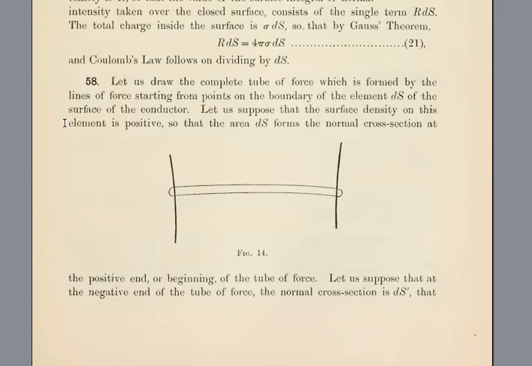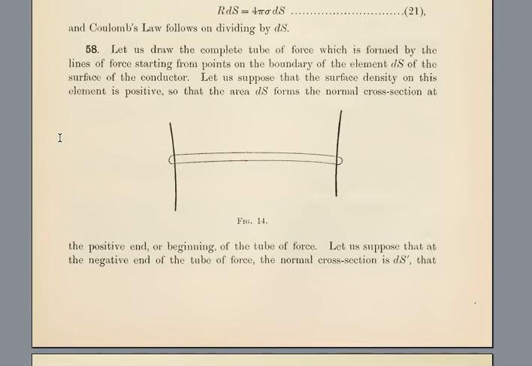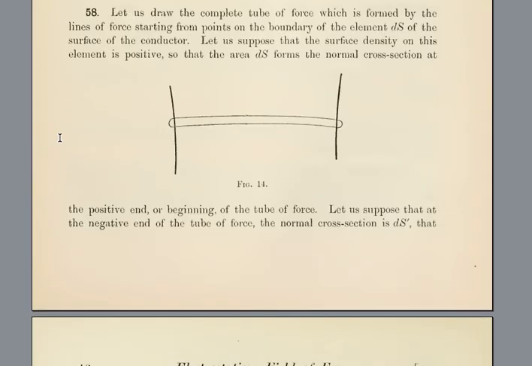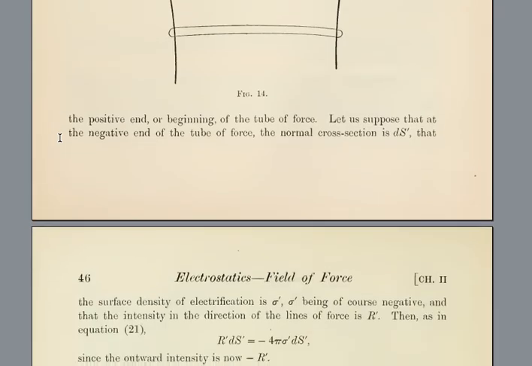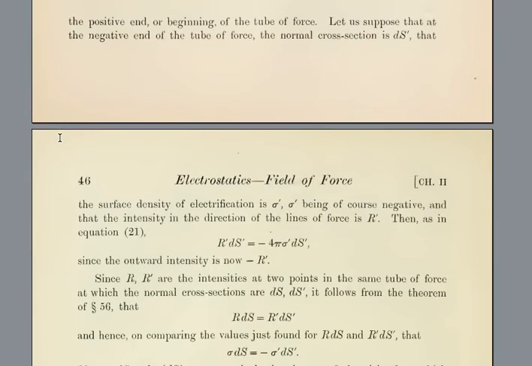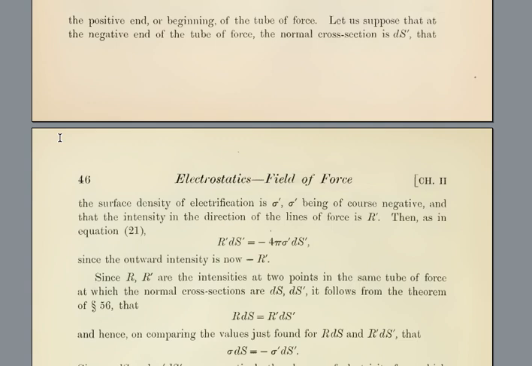Let us suppose that the surface density on this element is positive, so that the area ds forms the normal cross-section at the positive end, or beginning, of the tube of force. Let us suppose that at the negative end of the tube of force, the normal cross-section is ds prime, that the surface density of electrification is sigma prime, being of course negative, and that the intensity in the direction of the lines of force is r prime.